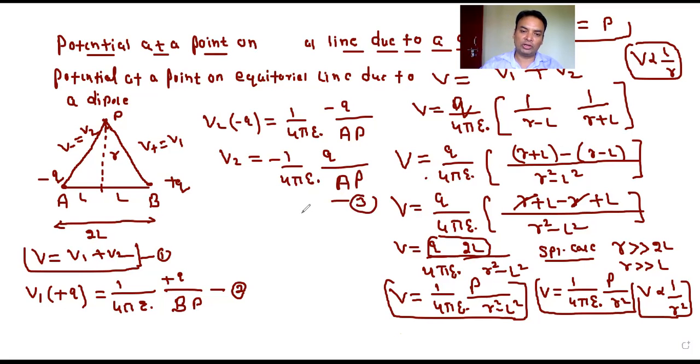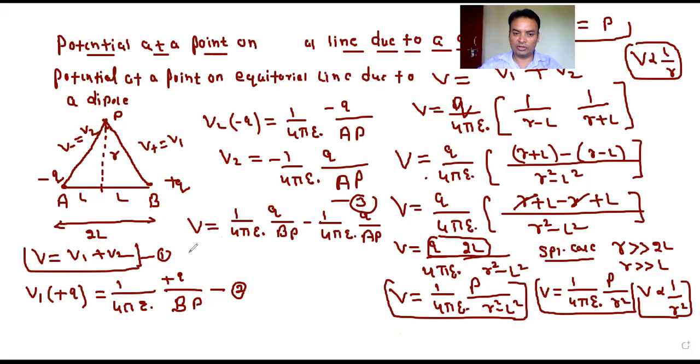Now put the value of equation 2 and 3 in equation 1. So we will get V is equal to 1 upon 4 pi epsilon naught Q upon BP, minus 1 upon 4 pi epsilon naught Q upon AP. So the total potential V is equal to, take 1 upon 4 pi epsilon naught common, and even Q we can take outside. So what is left? 1 over BP minus 1 over AP.